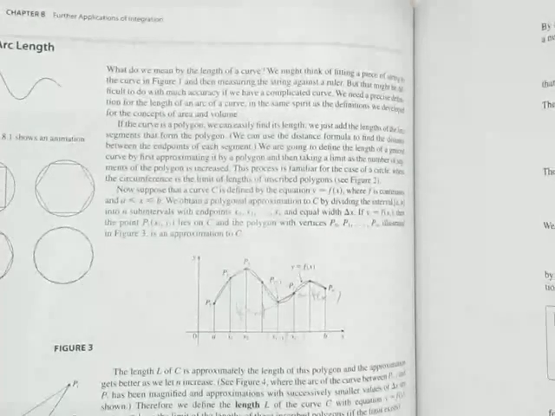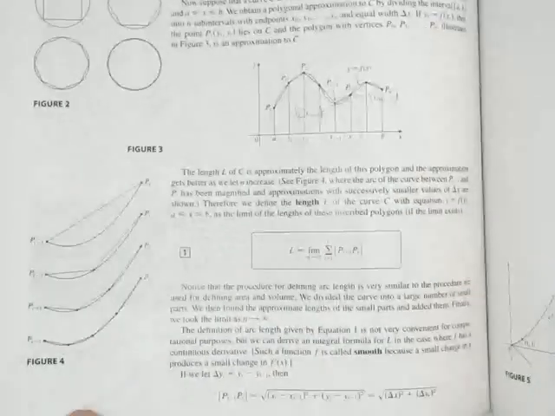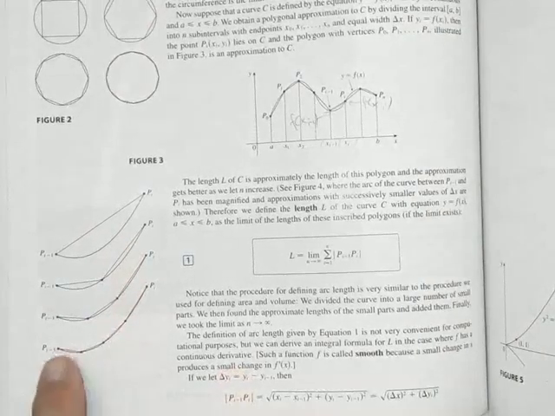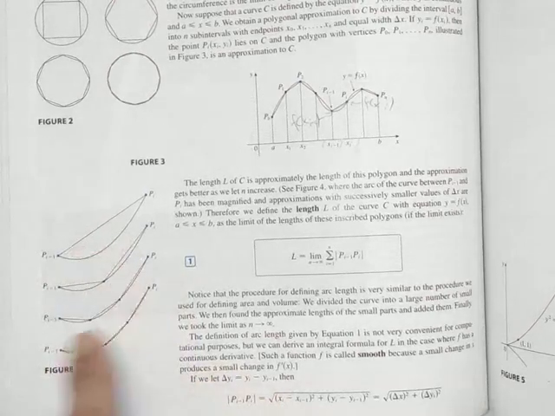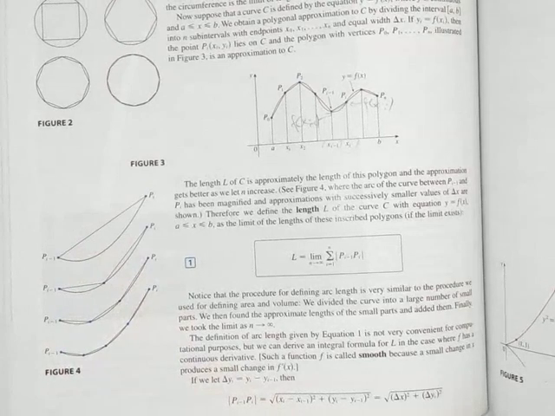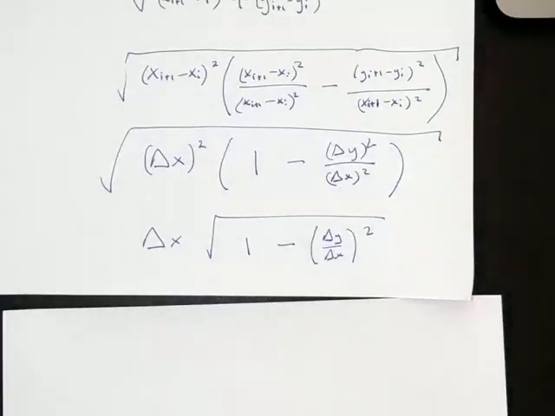Here's their version of the picture I came up with. But what I really want is this picture in the bottom left corner here. It shows that as I use more and more points, this set of line segments gets closer and closer to the actual curve, doesn't it? So really, I would like to know what's going on here as delta x goes to 0.